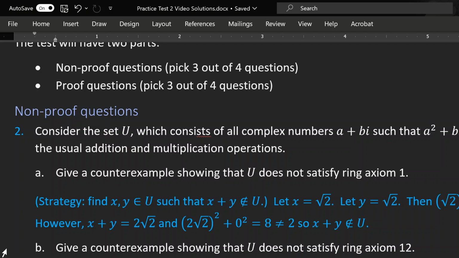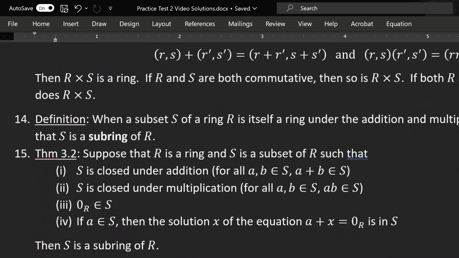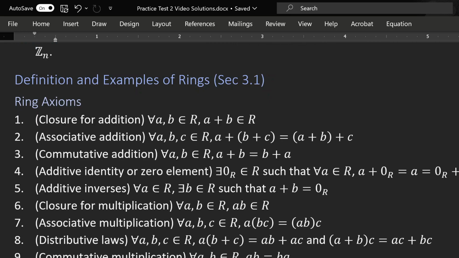Okay, so part B here. Give a counterexample showing that U does not satisfy ring axiom 12. So ring axiom 12, you can just look at it if you forgot what it was. Here they are. Okay, so we're going to be trying to show the negation of this one. So it is going to become, there exists an element in the ring, a non-zero element. So this quantifier part stays the same, except that the quantifier flips. So you're not going to negate this part right here. It's just going to flip to there exists an element with this property.